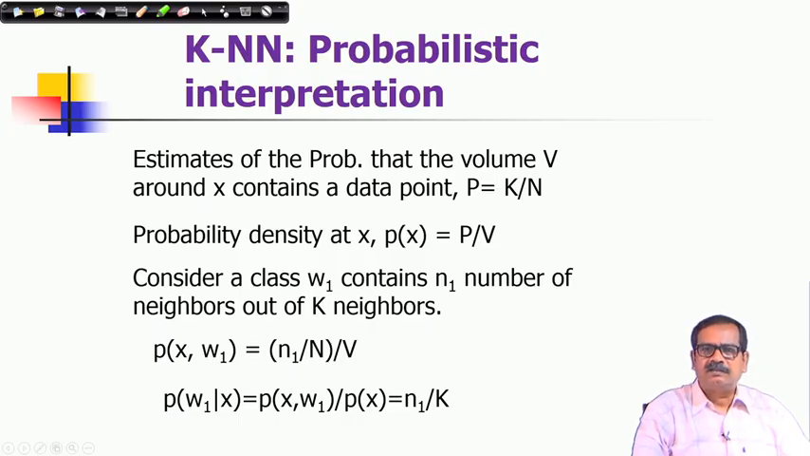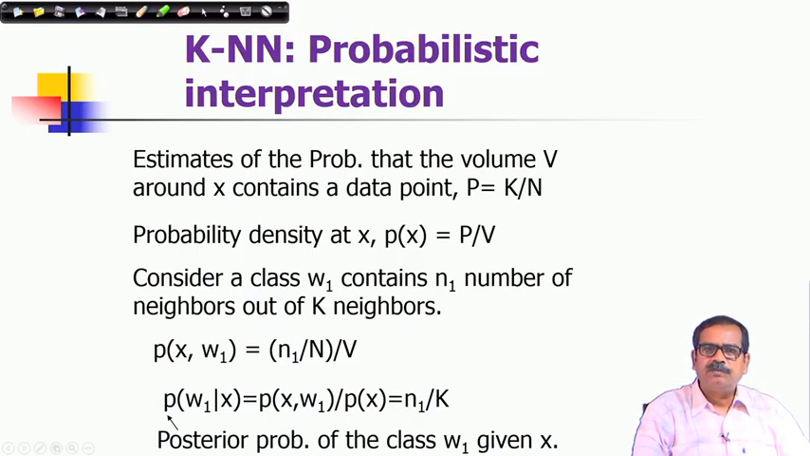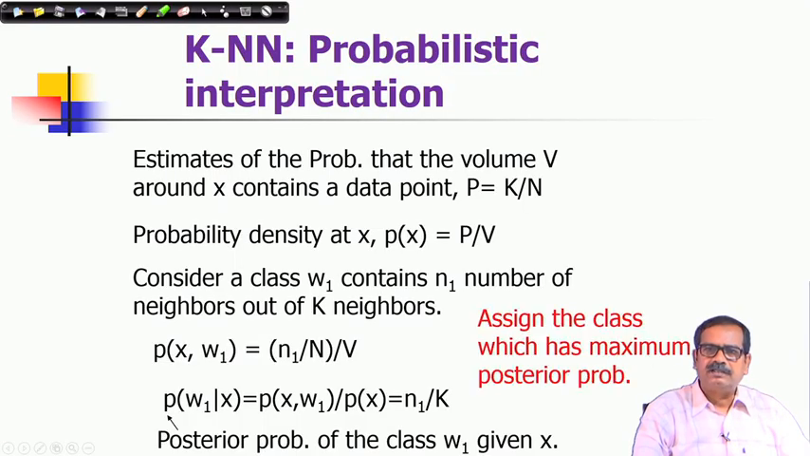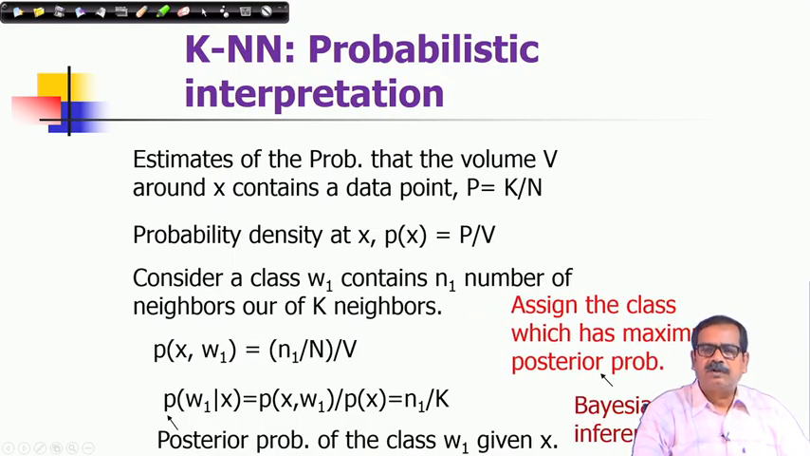Now, this is the interpretation. If you have n1 nearest neighbors in W1 out of k neighbors, then n1 by k gives you the posterior probability of that class given the data point. So, if you assign the class for which the maximum number of data points have occurred, it is actually the same as maximizing this posterior probability. So, it follows the Bayesian classification rule, as we can see, and it follows the Bayesian inferencing rule.